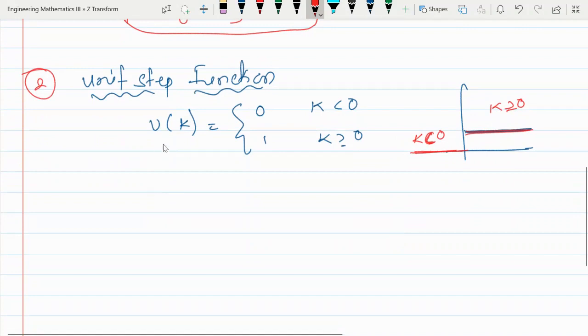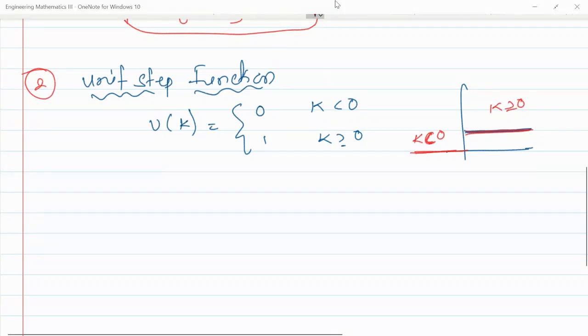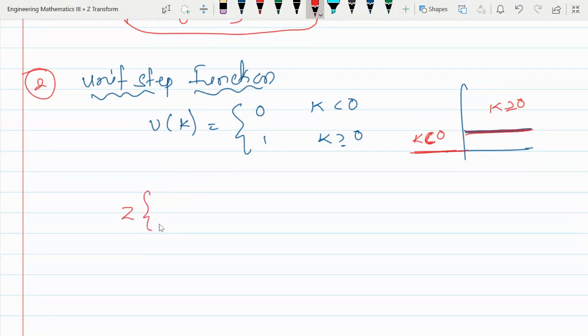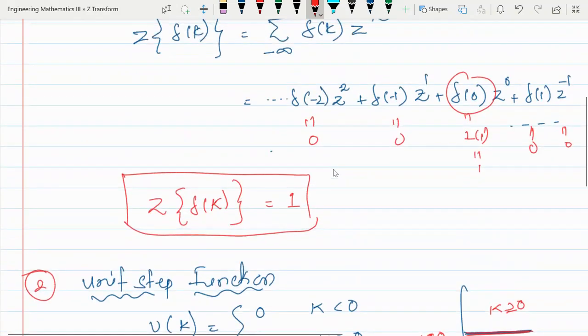Okay, so how do I find the Z transform of this function? I'm just giving you the Z transform directly. The Z transform of u of k, the unit step function, is z upon z minus 1. You may use the definition. See, it is the same thing: instead of delta k there is u of k, and for k less than 0 all values are 0, and for k greater than or equal to 0 all values are 1.